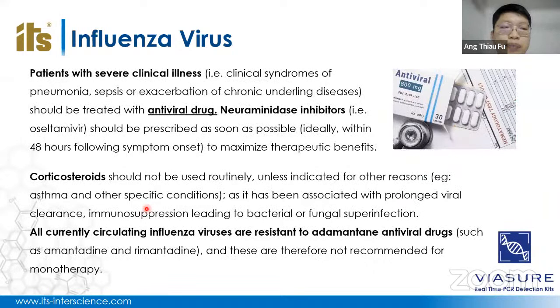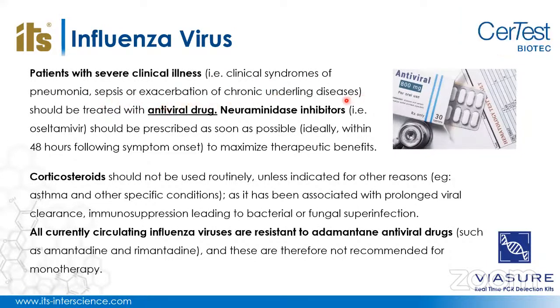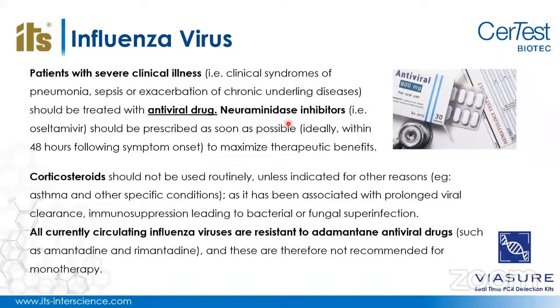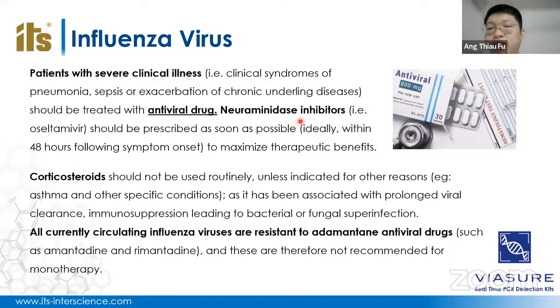The second group of patients is those with severe clinical illness or those known to be at risk. Examples of the clinical syndrome could be pneumonia, sepsis, or exacerbation of chronic underlying disease. This should be treated with antiviral drugs directly. The common drug is a neuraminidase inhibitor. It can be prescribed as soon as possible, ideally within 48 hours following symptom onset, to maximize the therapeutic outcome. The function of the neuraminidase inhibitor is to prevent budding and release, so that the virus won't replicate.